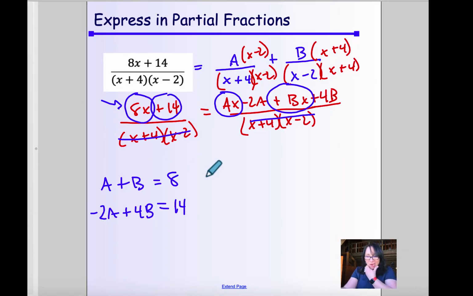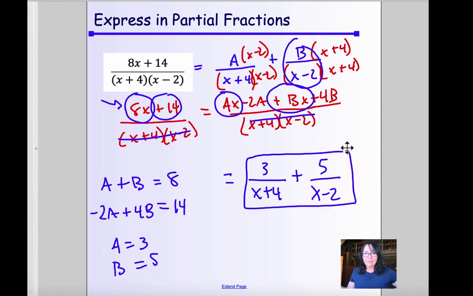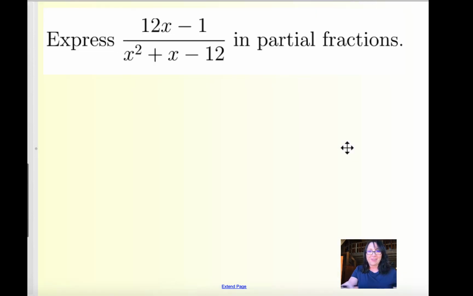So I go back here, and by calculator, I know that A is equal to 3 and B is equal to 5. So therefore, when I put it back into my equation, my answer is going to be 3 over x plus 4 plus B, which is 5, over x minus 2. And so there's my answer, expressed as a partial fraction. Right on. One more, and then that's it.